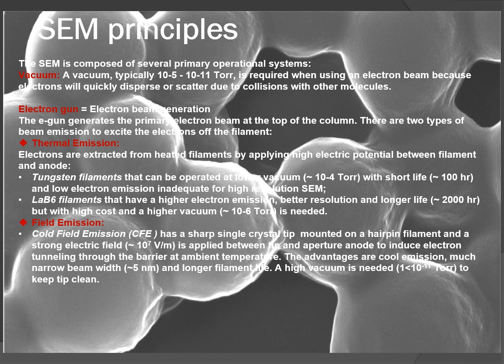The electron gun generates the primary electron beam at the top of the column. There are two types of beam emission to excite the electrons off the filament. First, the thermal emission type. Electrons are extracted from heated filaments by applying a high electric potential between filament and anode. A tungsten filament can be operated at a lower vacuum, 10 to the minus 4 torr, with a short lifetime, plus or minus 100 hours, and low electron emission, inadequate for high resolution SEM.